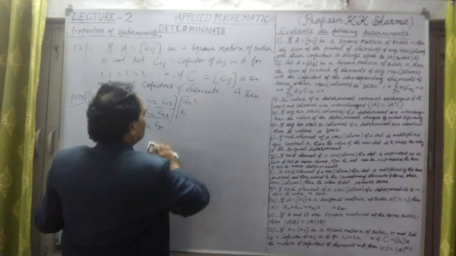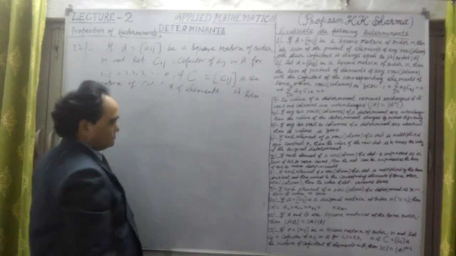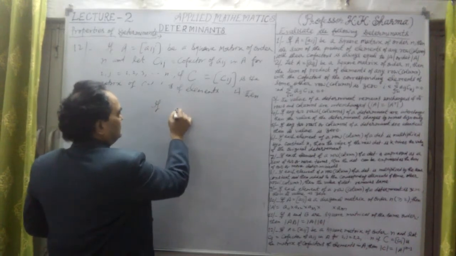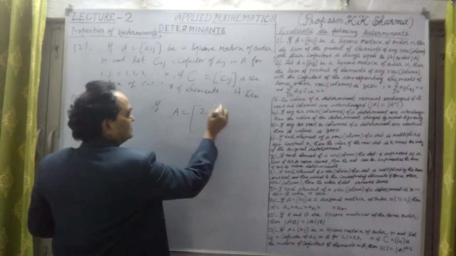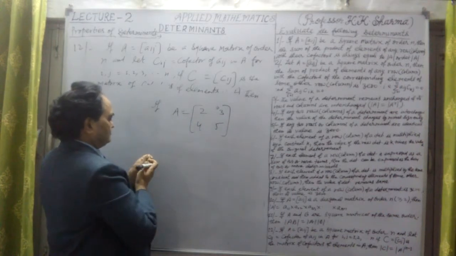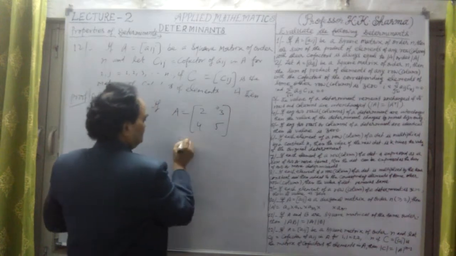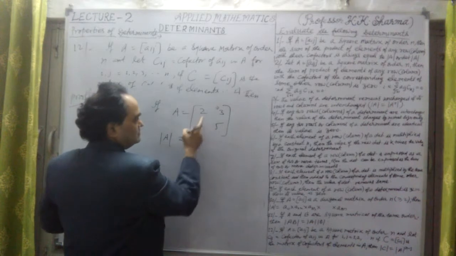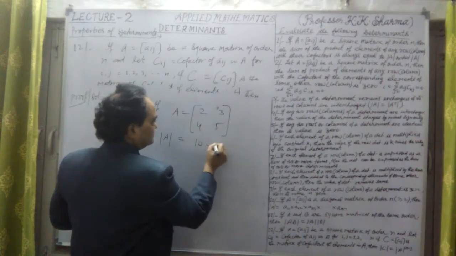Okay, so that will give us something. Let me take one numerical question here. If A is a matrix of order 2, let me take 2, 3, 4, 5, no problem. What is the answer here? The determinant value of A is equal to 2 times 5, 10, minus 12.